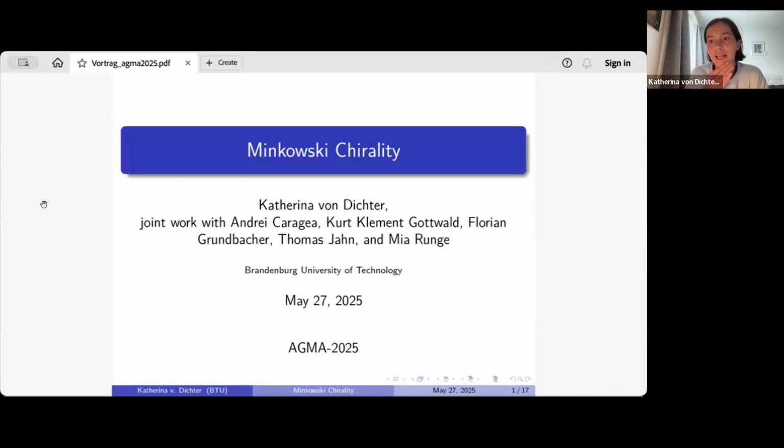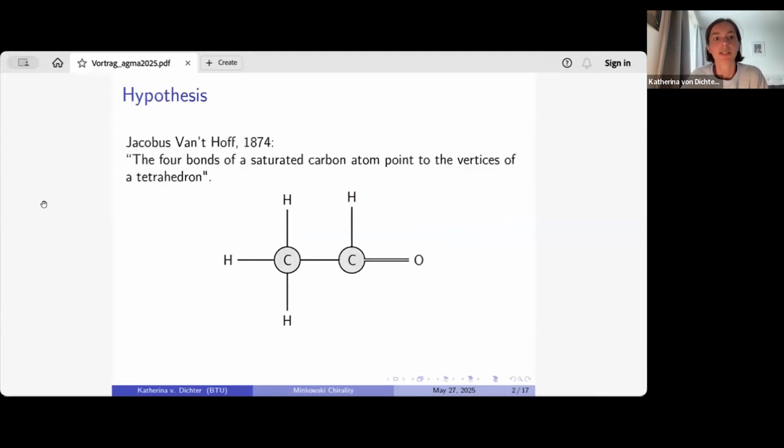now in Chemnitz. And so the starting point of this was actually a problem from organic chemistry, which started a long time ago by a famous chemist, Jacobus van 't Hoff, who in 1874 made a famous hypothesis which says that the four bonds of a saturated carbon atom point to the vertices of a tetrahedron. And this hypothesis was not solved for a long time until Einstein's relativity theory. But Jacobus made an observation on some experiments that made him think that this hypothesis was true.